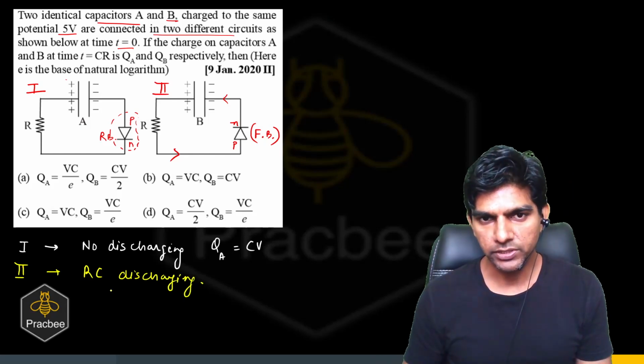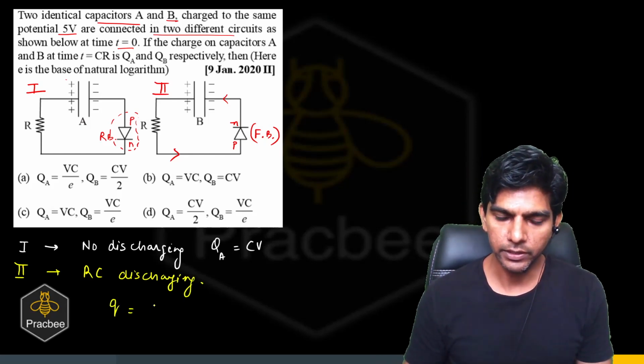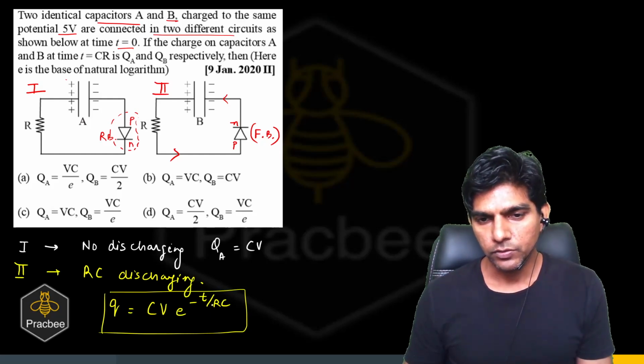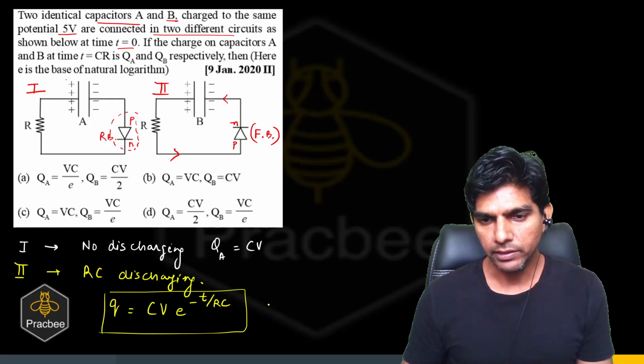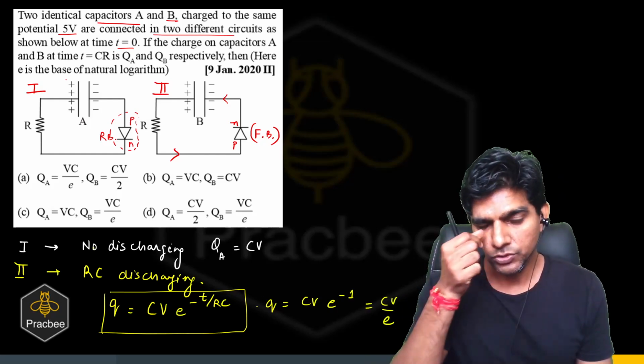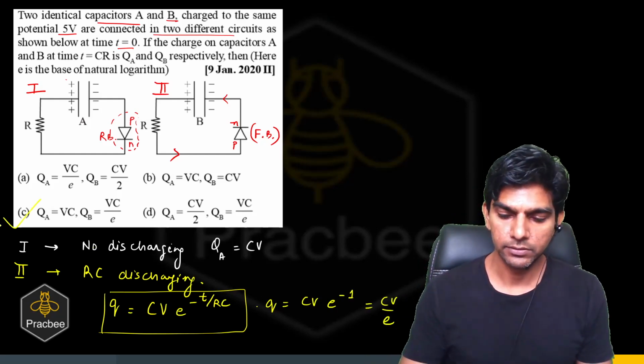In RC discharging, the charge on the capacitor will be the initial charge times e raised to the power minus t by RC. That is the formula that we use for discharging. So at t equals CR, we can clearly see that the Q value will be CV e raised to the power minus 1, which is CV by e. Can you see which option is correct? So option C is the right answer.